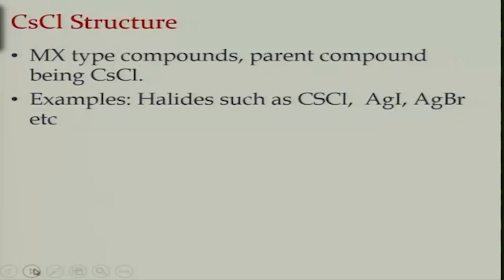There are certain other structures where the structure looks like FCC or BCC, but it's not FCC or BCC, it's based on a primitive cubic arrangement. So for example, the first one is the cesium chloride type of structure. Again it's an MX type of compound, 1:1 stoichiometry, and it's called the cesium chloride structure because the parent compound is cesium chloride. There are many halides which follow this structure, such as cesium chloride itself, and then silver iodide, silver bromide, etc. All of them follow this structure.